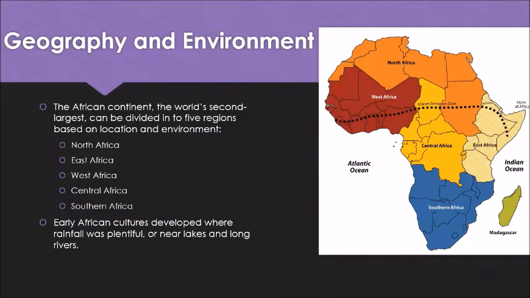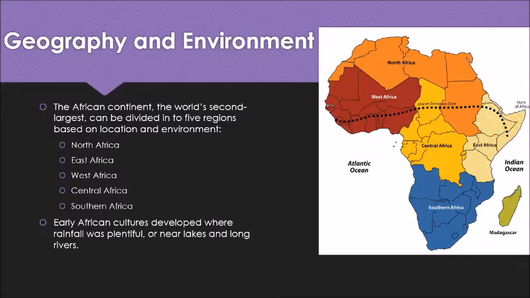All right. So, the geography and environment of the African continent. There are a number of regions that we need to look at. Africa is the second largest continent, and there are 5 distinct regions that need to be talked about.